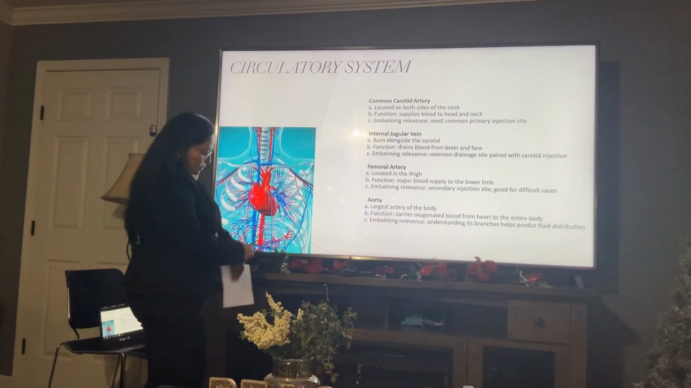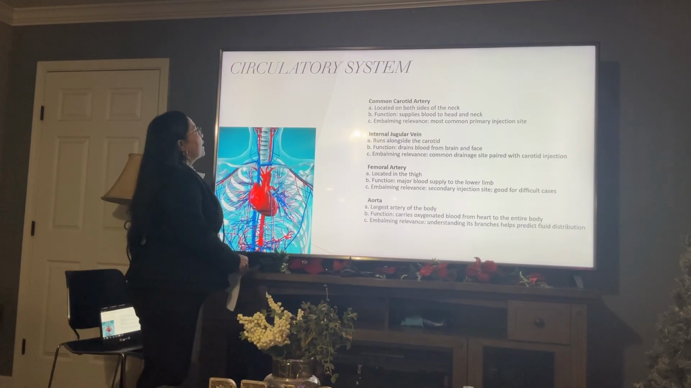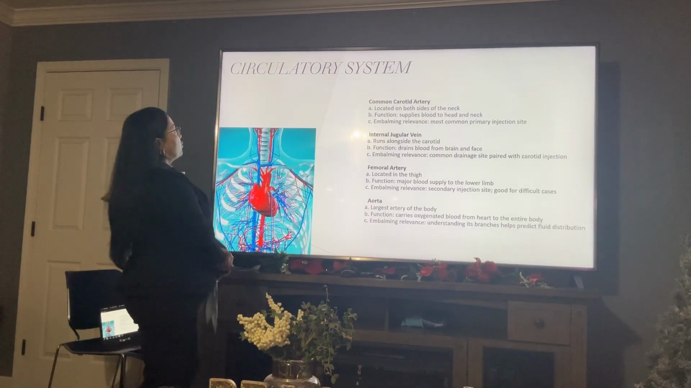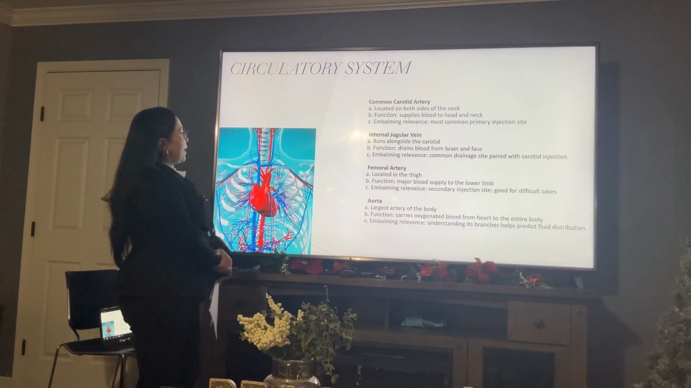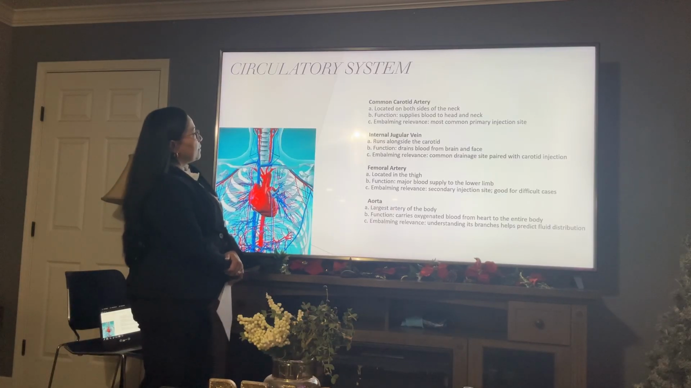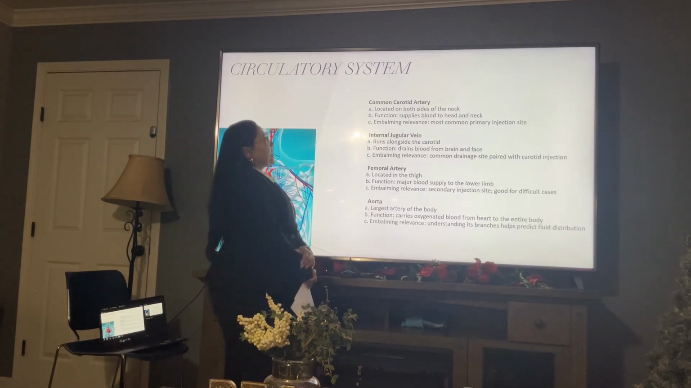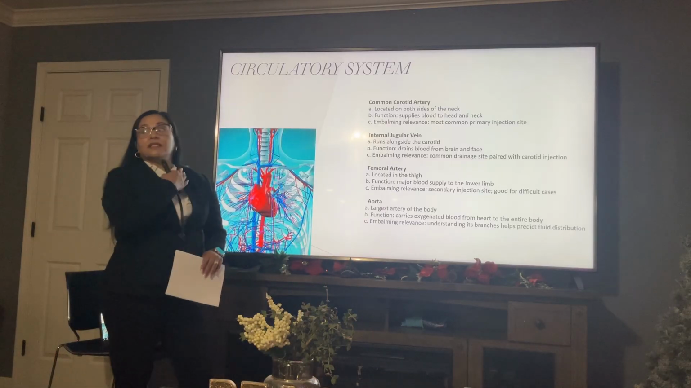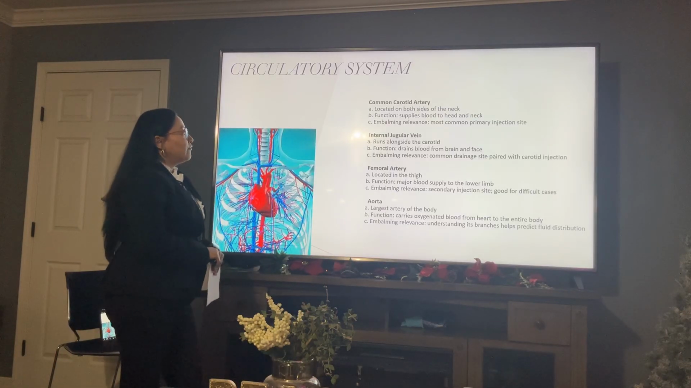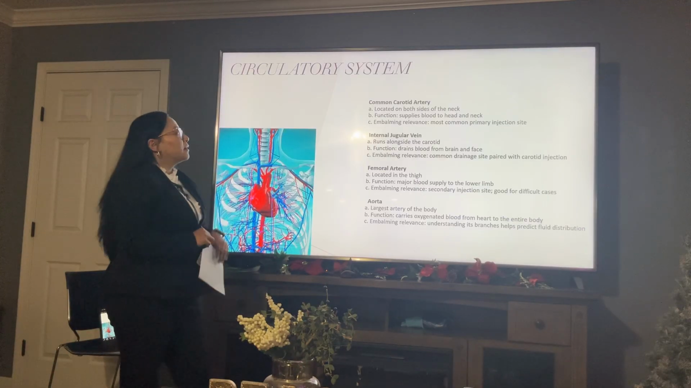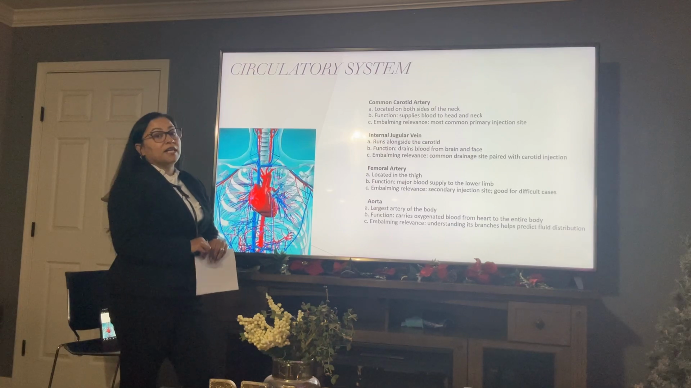The next structure I will be identifying is from the circulatory system, and the structure I chose is the common carotid artery, and it's located on both sides of the neck. Functions: it supplies blood to the head and the neck. Embalming relevance is most common primary injection site.